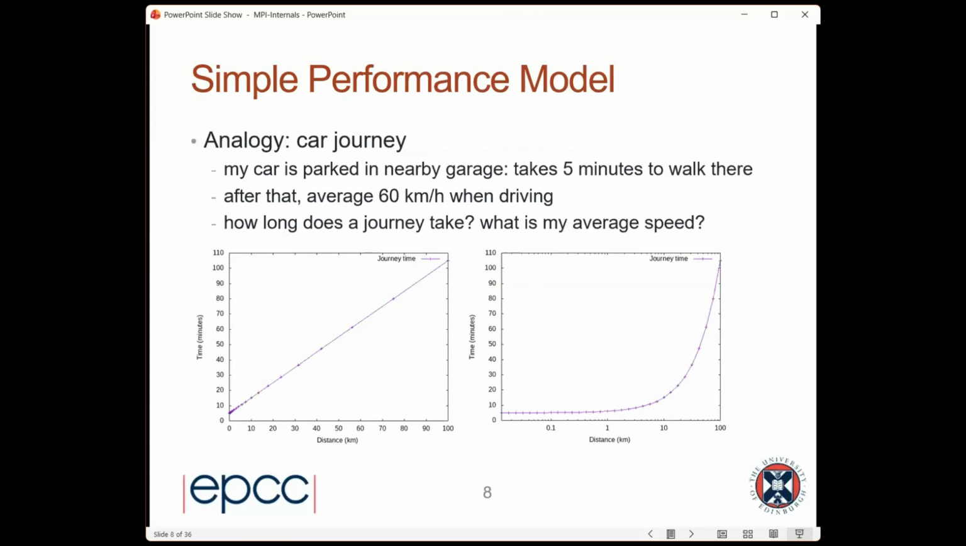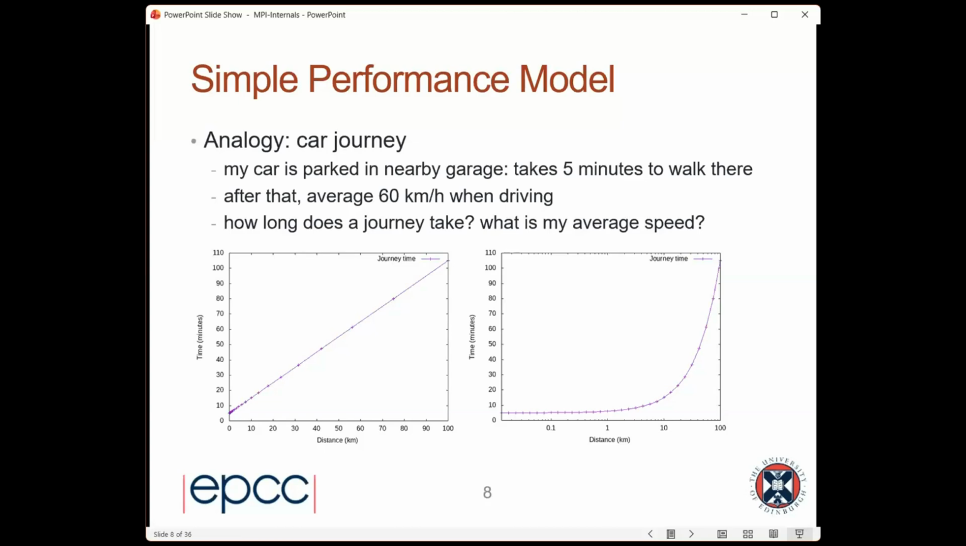What we're going to do in the message passing exercise is a ping pong. We're going to take two processes, and they're going to send and receive data to each other continuously. And what we're going to try and do is understand, or at least predict, the performance profile of that.